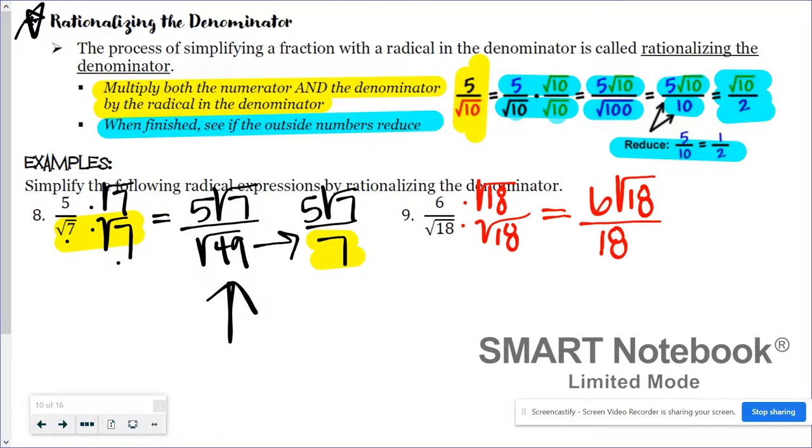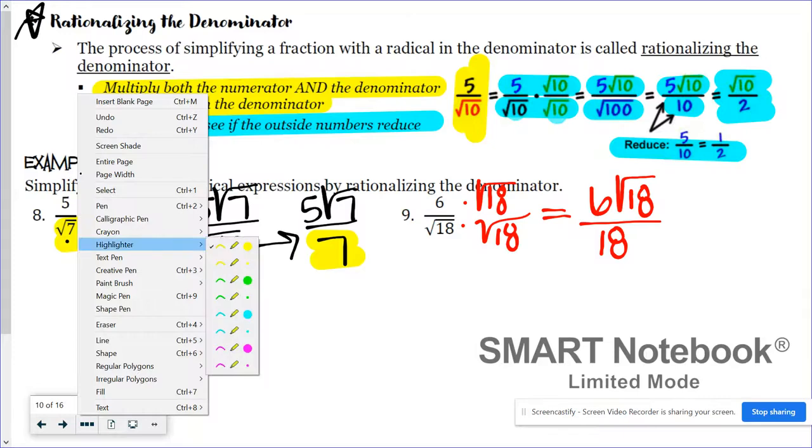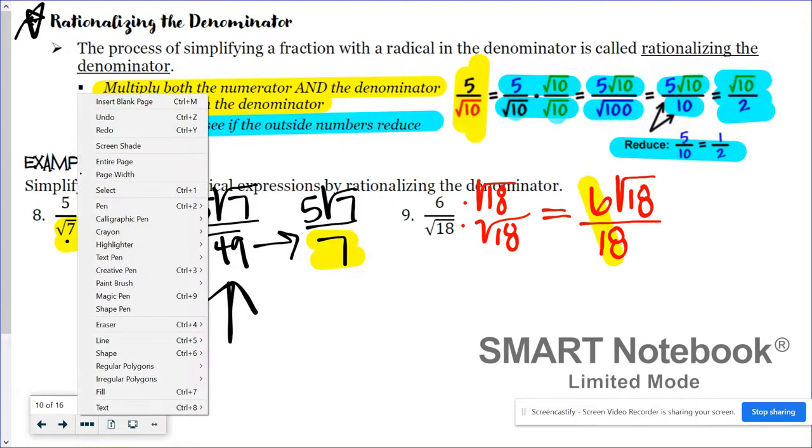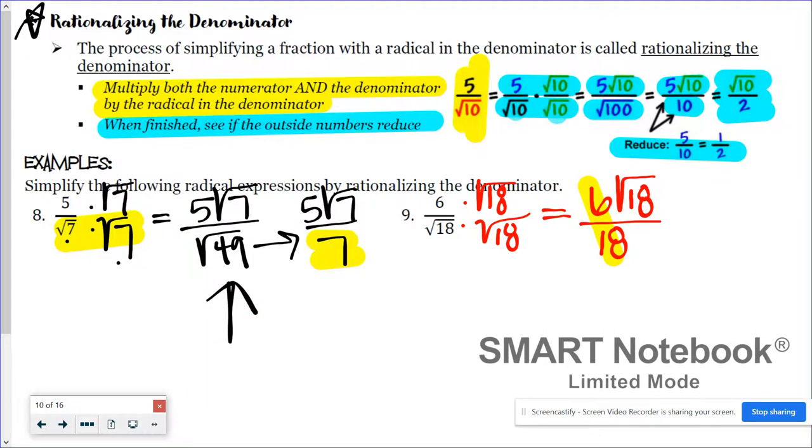Now on the outside, I have 6 and 18, and if I can reduce that fraction, I am expected to do so, and I can. Both of those are divisible by 6, so this would cancel and just become 1, this would cancel and become 3, so I have the square root of 18 over 3. Now what about the numerator? Because I should check, can I reduce that?